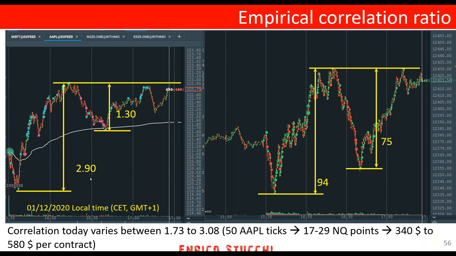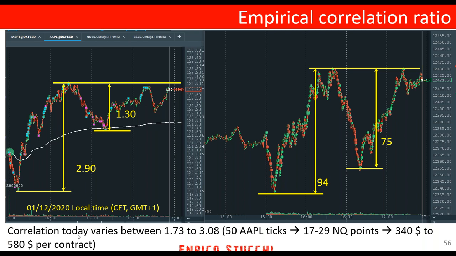Okay, if you trade Nasdaq using Apple, you have to understand the difference in prices. For instance, here this is Apple, and the movement from the low to the high is 290 ticks, so 2.90 points, and the second movement 130 ticks, while in Nasdaq this movement is 94 points and the second 75.